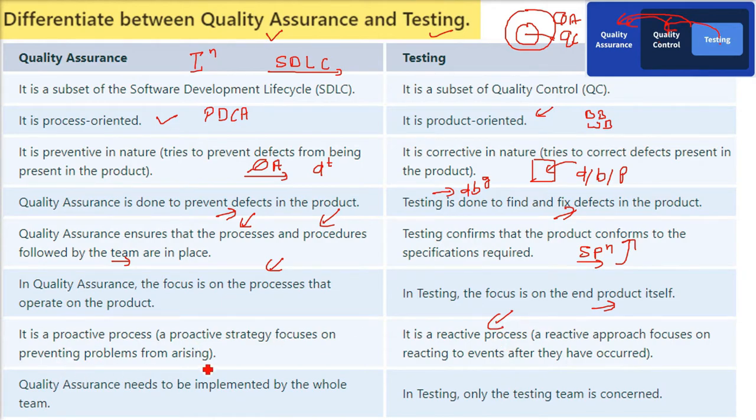Quality assurance needs to be implemented by the whole team because it is an organizational concept. In testing, a module or a combination of modules or a product, everything, the testing can be done at these levels. So the testing team is more concerned, the software team or product team which has made this product. This testing team is mainly the key.